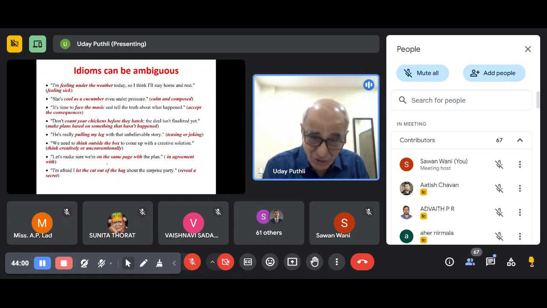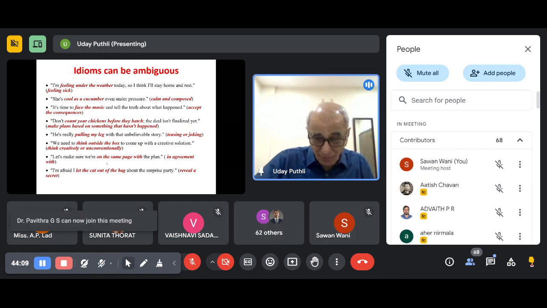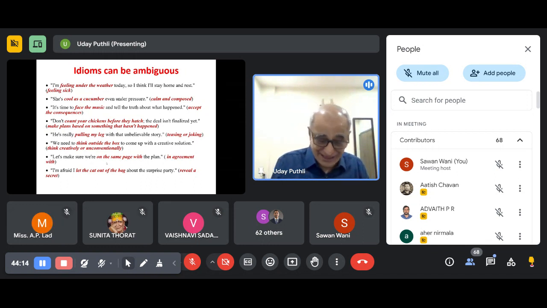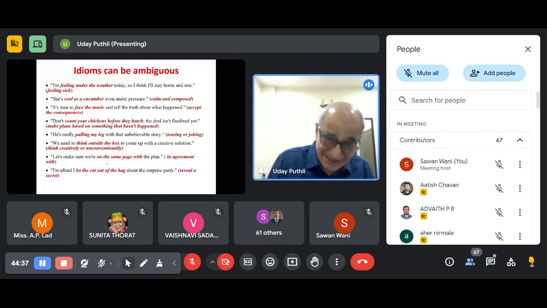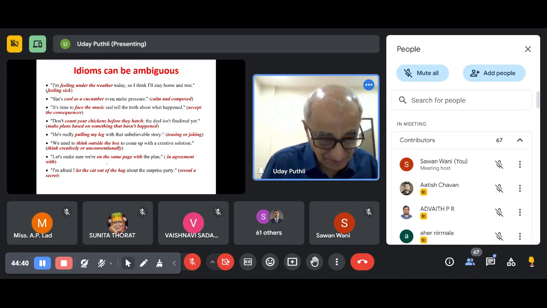Next, let's make sure we are on the same page with the plan. This also we say, I hope we are on the same page. That means I hope you are agreeing with me. Now I have made a plan. I have decided that this is the flow chart. This is the sequence in which I am going to work, and you are my team member. We can go ahead only if you are on the same page. That page is not the paper on which the drawing is made, but that is how the expression comes. We're using a plan and we are on the same page. That means we are in agreement.